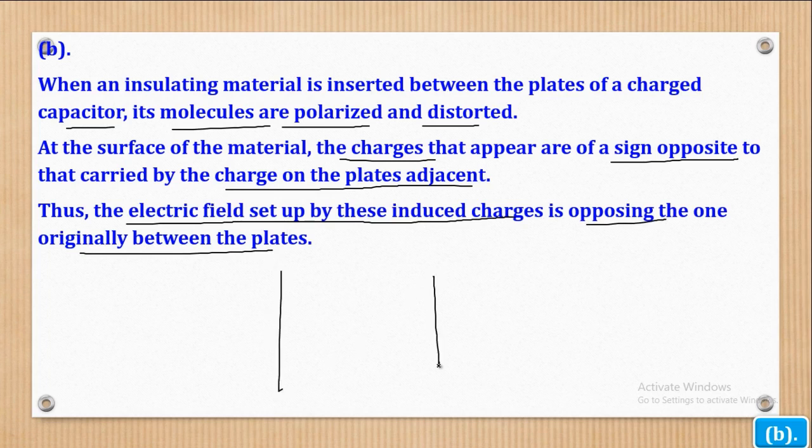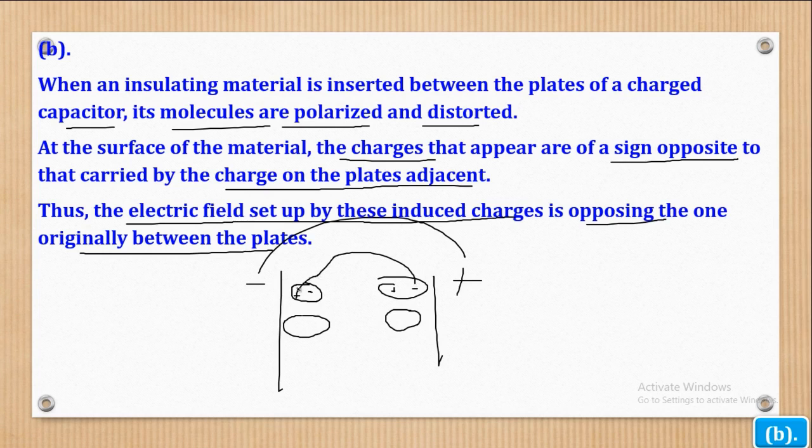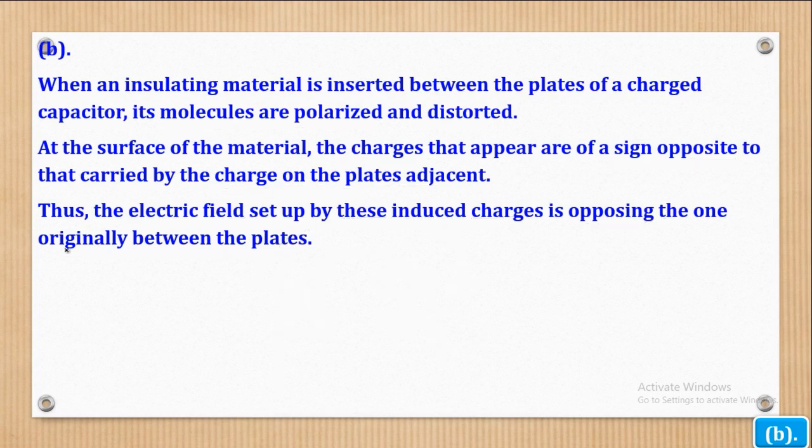Why? Because if you have plates, this side is positive and this one is negative, it implies that the polarized molecules will have a charge, so that if this is positive, this here will be negative and here positive. If this is negative, here will be positive and here negative. So what does that mean? It means that the fields will be opposing. That's what they mean.